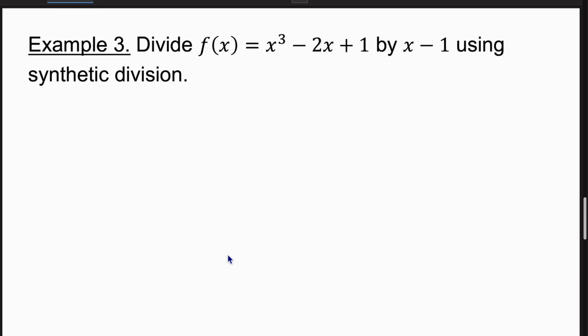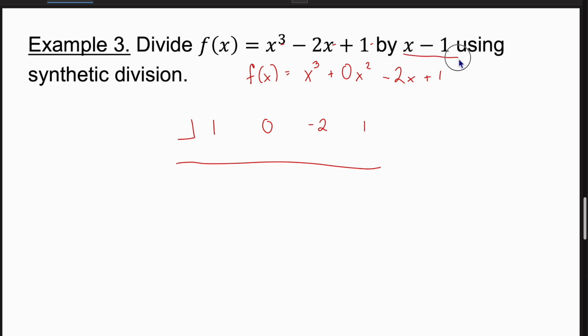Example number 3. Let's divide f of x equals x cubed minus 2x plus 1 by x minus 1. So again, tignan natin kung descending order ba siya. 3, 1, 0. Descending. Meron bang nawawala? Yes, yung x squared. So we have to fill in x cubed plus 0x squared minus 2x plus 1. Then copy the coefficients. 1, 0, negative 2, 1. What is now our divisor? We have x minus 1 equals 0. So, x is equal to positive 1.